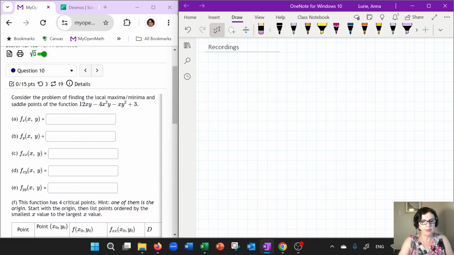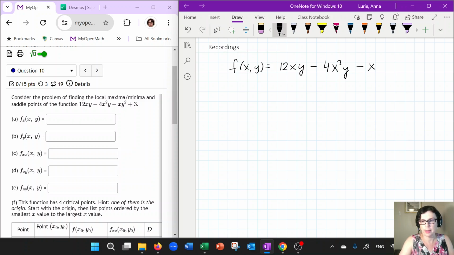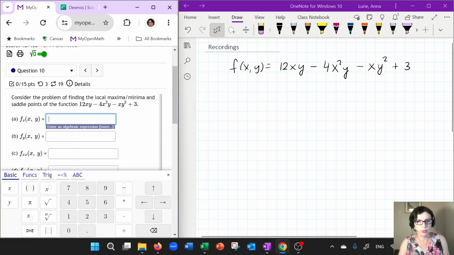Okay, guys, in this video, we are looking at question 10 of practice exam 2. And here we have a function, and let's call it f of x y, 12xy minus 4x squared y minus xy squared plus 3. So the first thing we'll do is fill out all the partial derivatives, and we do that by carefully considering each term.